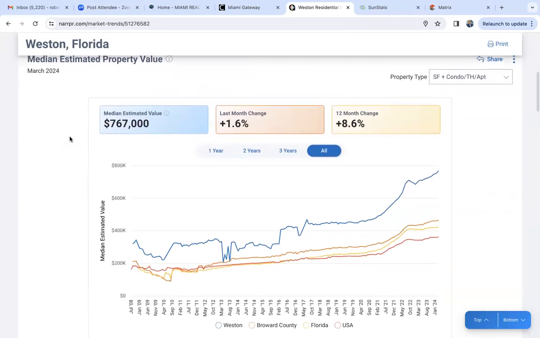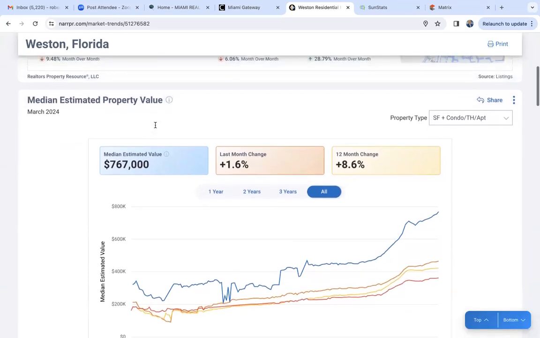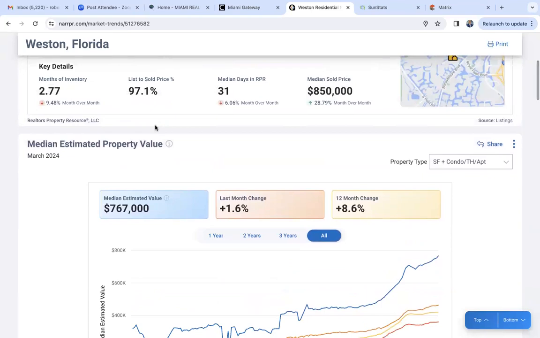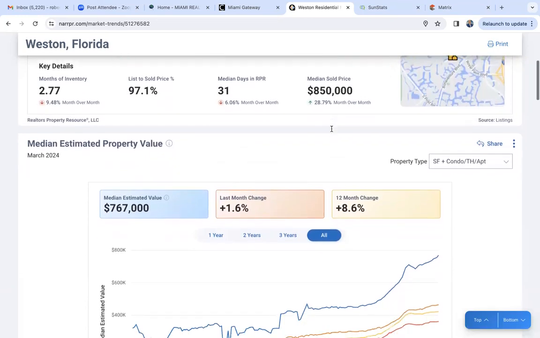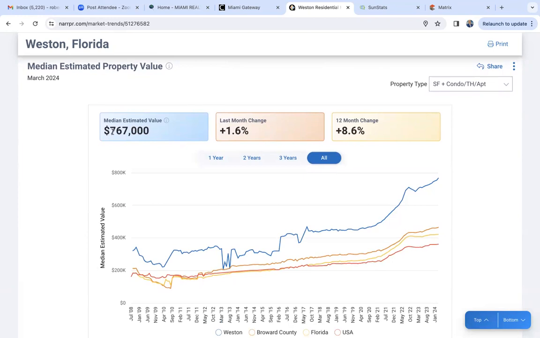The median estimated value, this is not the median sales price, this is the median estimated value in Weston is $767,000. Look at the difference between the median estimated values of a home versus the median sold price over the last, I believe this is taken over the last year. Okay. So we have here the median estimated value, and that's a 1.6% change over the last month. And guys, in Weston, that's an 8.6% increase over the last year.